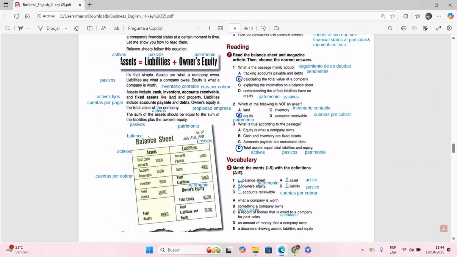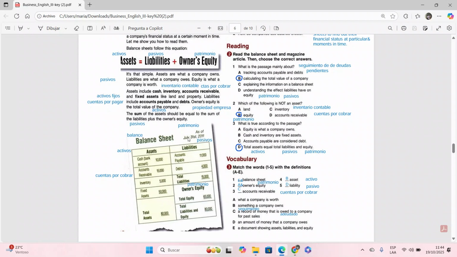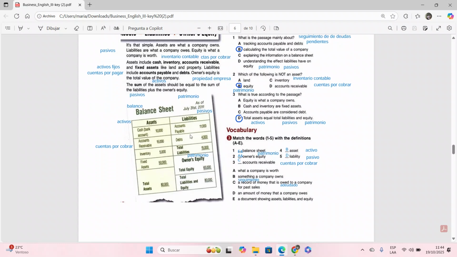2. Reading. 1. What is the passage mainly about? B. Calculating the total value of a company. 2. Which of the following is not an asset? B. Equity. 3. What is true according to the passage? Total assets equal total liabilities and equity.